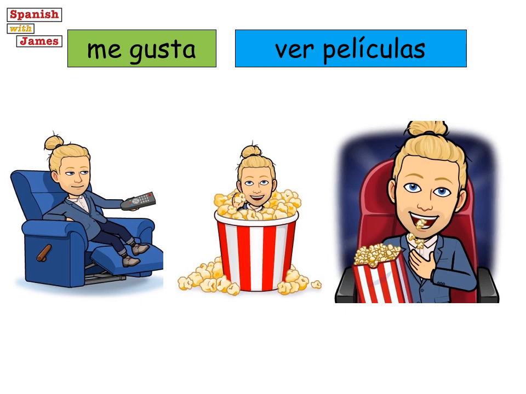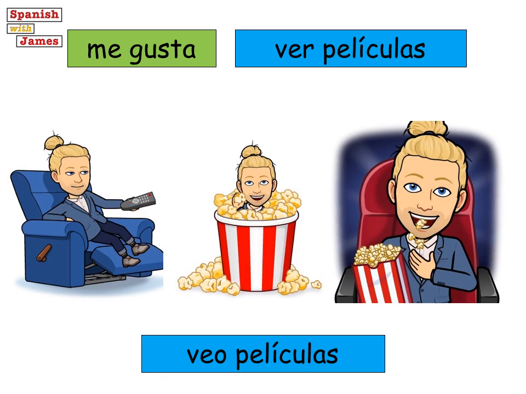Me gusta ver películas. Now, we can't take the ER off of ver because that would just leave us with the V. So it's a bit irregular in that ver keeps its E in the present tense. So it goes to veo. Veo películas. I watch films. Now you can also say me gusta ir al cine. Ir al cine. And that means I like to go to the cinema. So, me gusta ver películas, I like to watch films. Me gusta ir al cine, I like to go to the cinema.